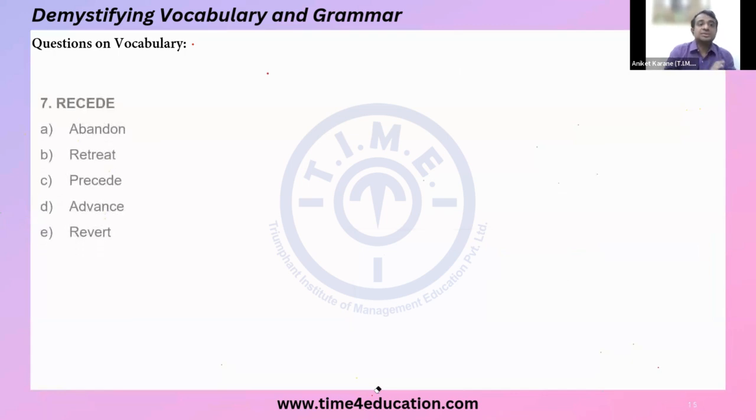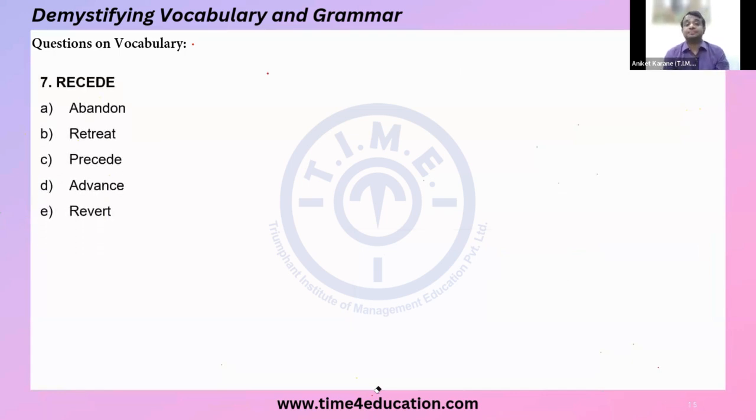Now let's look at this next word, recede. What would be the answer? Antonym, not synonym. Some of you have got it, some of you have gone marking the synonym in this case, ideally. So that's not going to work.